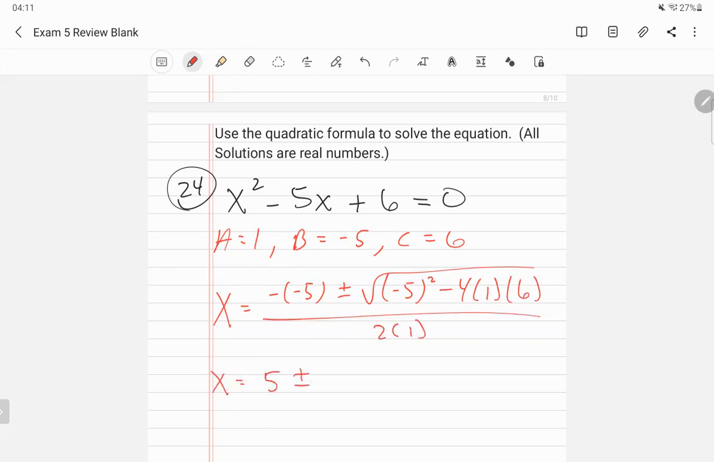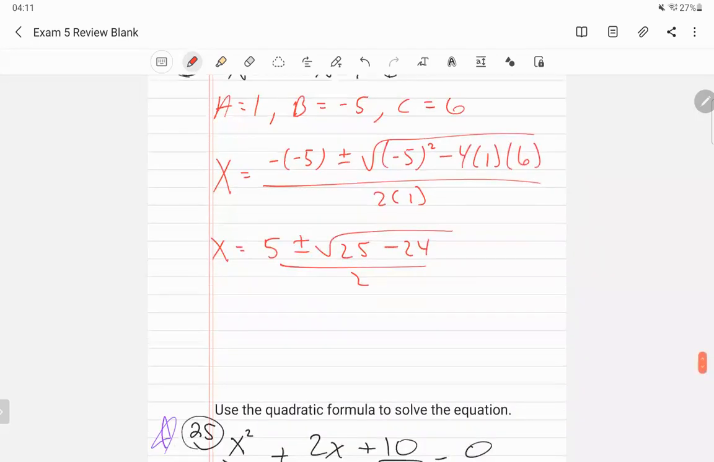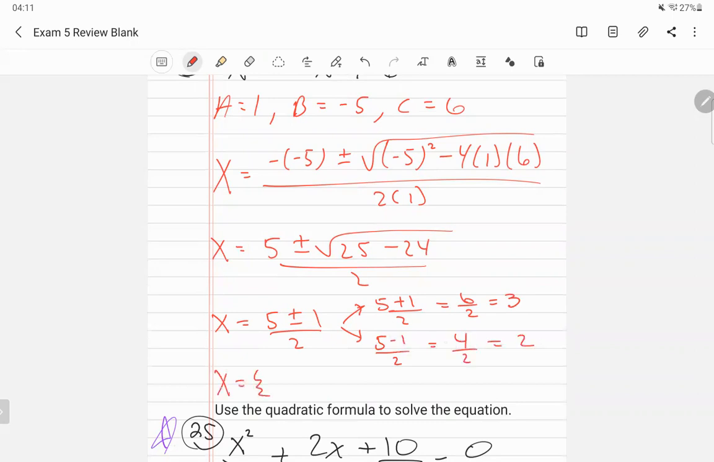So we get 5 plus or minus 25 minus 24 all over 2. So we get x equal to 5 plus or minus 1 over 2. That splits into 5 plus 1 over 2, which is equal to 6 over 2, which is 3. Let's make that 3 look a little nicer. And then you also have 5 minus 1 over 2, which is 4 over 2, which is 2. So you have x equal to 2 or 3.